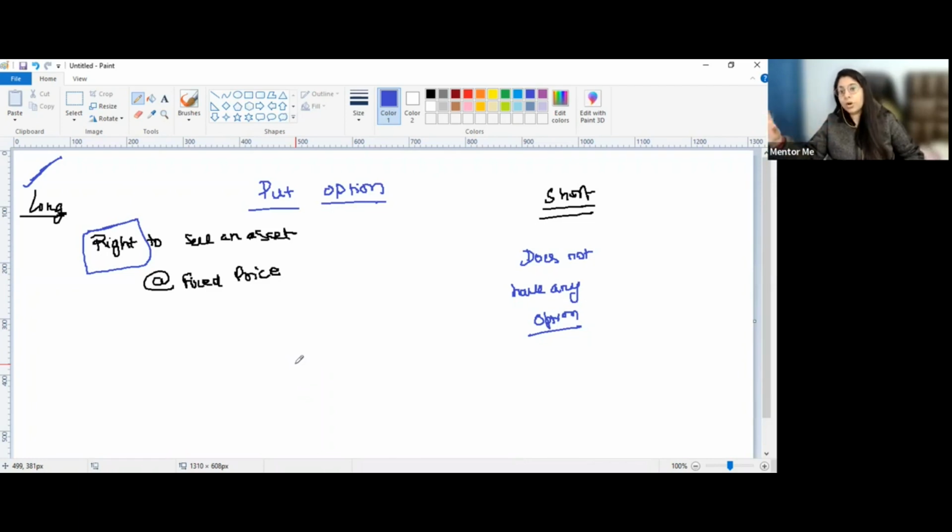So here the short party of the put option is selling the right to sell an asset to the long party. So the right is with the long party. Now the short party is giving a right to the long party. Nothing comes free like this, so the short party will get the premium. The long party is going to give the premium to the short party so that the long party gets the right. Okay? So the long party has the right, the short party has the premium.